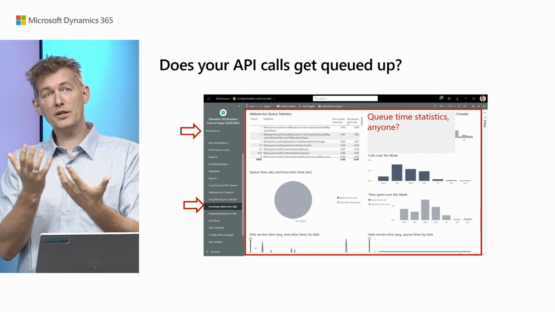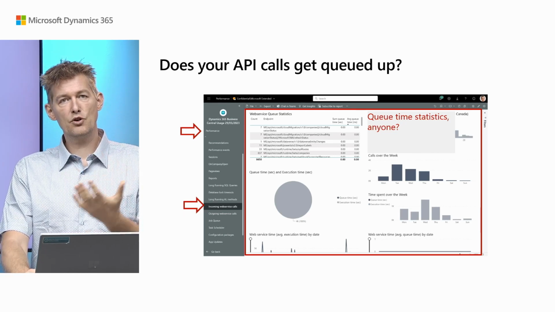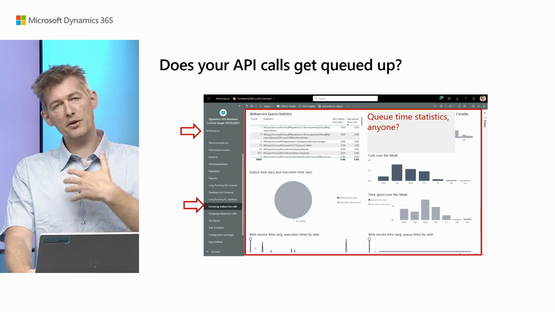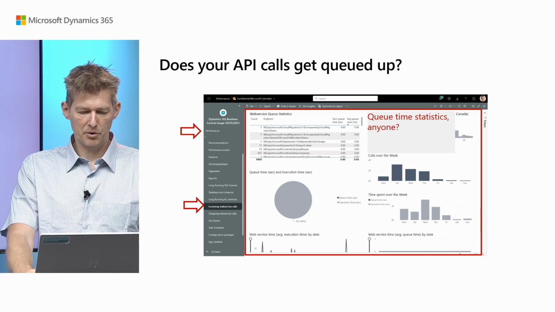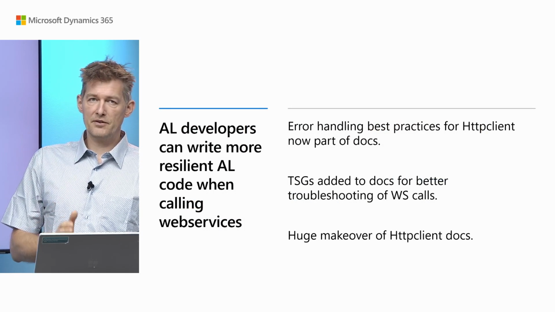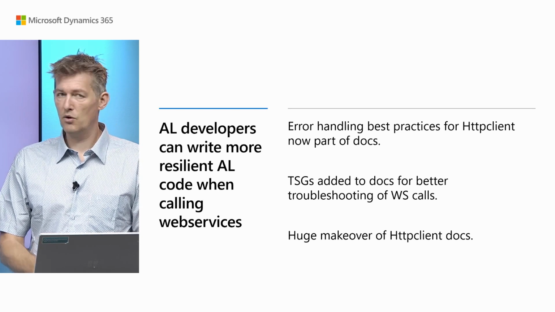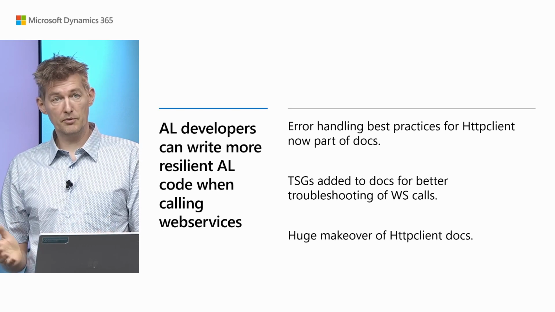This queuing time is now also showing up in telemetry, so you can see queue time statistics both in telemetry and in the Power BI reports. The most effective way to not have issues with web services is to write robust code.